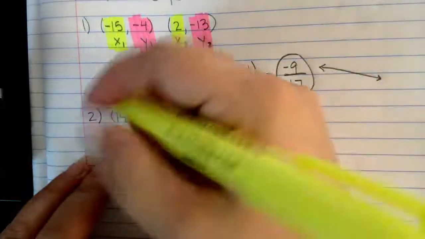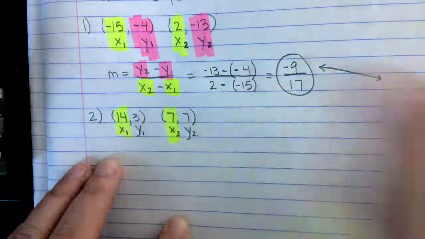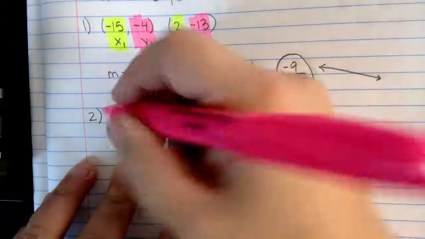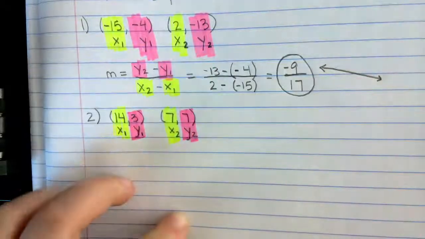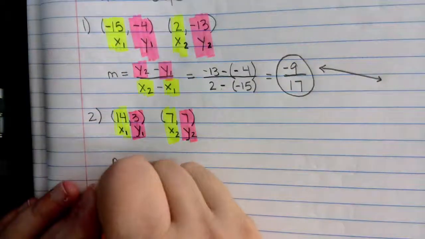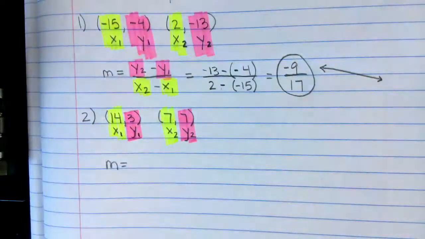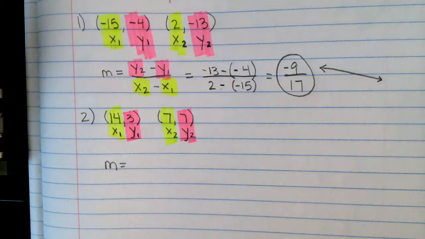If you want to highlight, go ahead and highlight. I like to highlight my X's one color and my Y's the other color. The biggest thing I see students goofing on isn't necessarily the 2s and the 1s, it's the X's and the Y's. People like to get their X's and Y's mixed up. So that's why I like to highlight my X's and Y's, so that I make sure that I'm using the right part of the point.